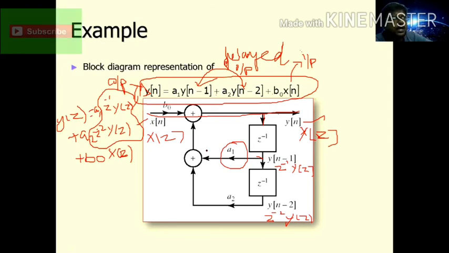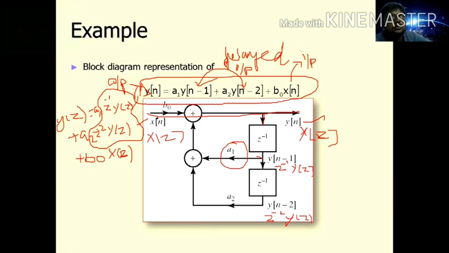Now I add one adder block here, because this adder block helps you to add these two elements. Now the combination of these two is added to one more input, that is b naught. Where does b naught come? b naught comes along with x of n. So I put the arrow head here, b naught.